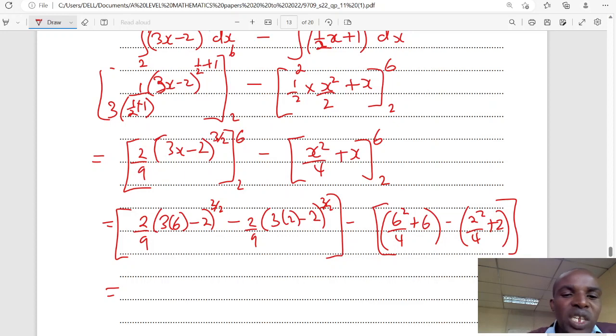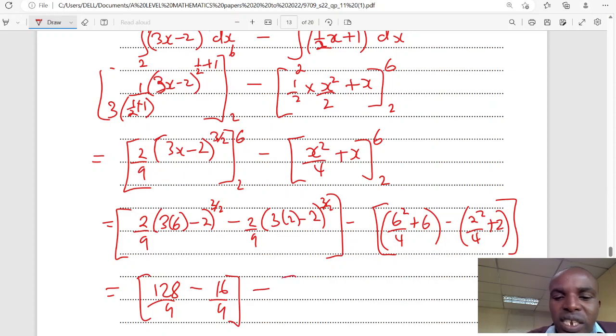What do we get? You can make use of a calculator. 3 times 6 is 18. Minus 2 is 16. 16 to the power 3 over 2, you get 64. Then 2 over 9 times 64, 128 over 9. So this part will give you 128 over 9 minus, then this part, 3 times 2 is 6. 6 minus 2 is 4. 4 to the power 3 over 2 is supposed to give you 8. So 8 times 2 over 9 is 16 over 9.